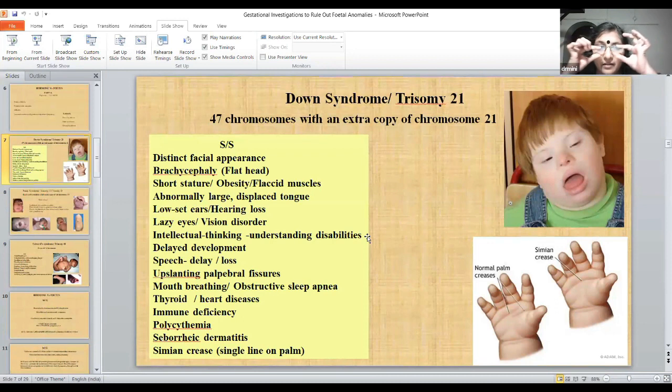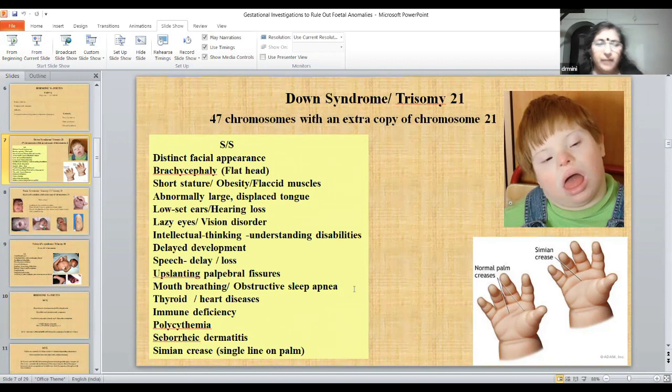When we open the eyes, the space between the eyelids, that opening, is called the palpebral fissure, and it will be upslanting because ours will be straight and the Down's will be like this. Look at this picture: the eyes will be positioned like this. These are upslanting palpebral fissures. And mouth breathing or obstructive sleep apnea. Sleep apnea will be there. Mouth breathing will be there.